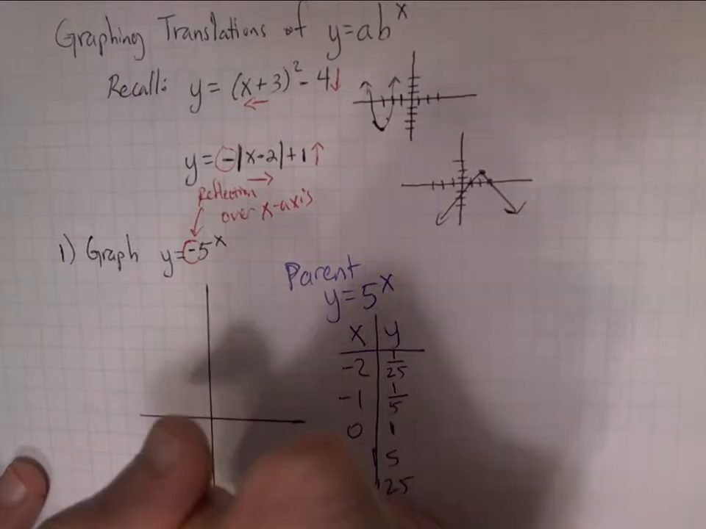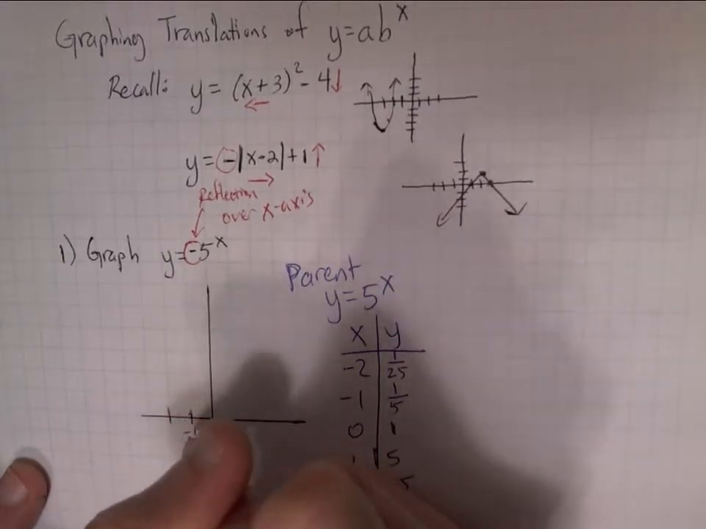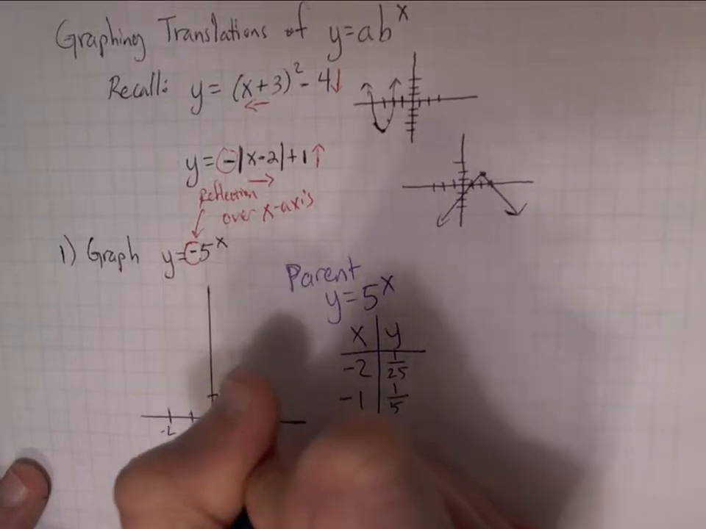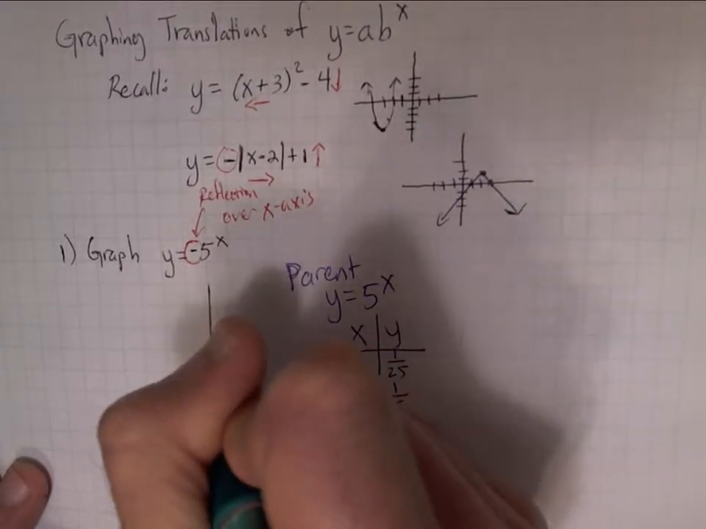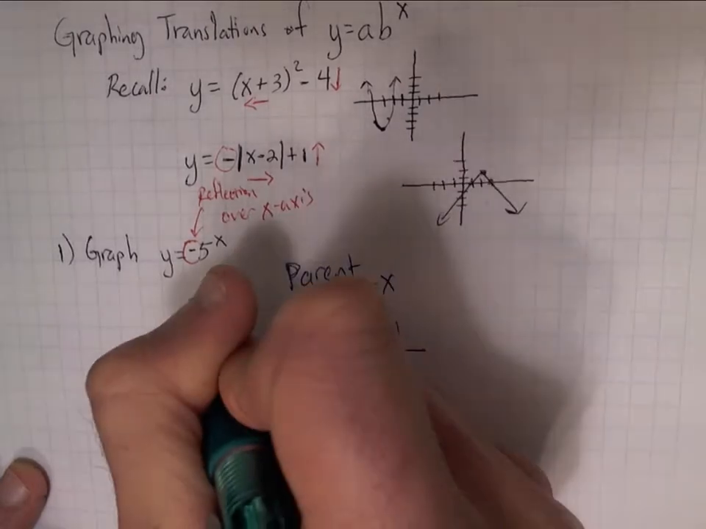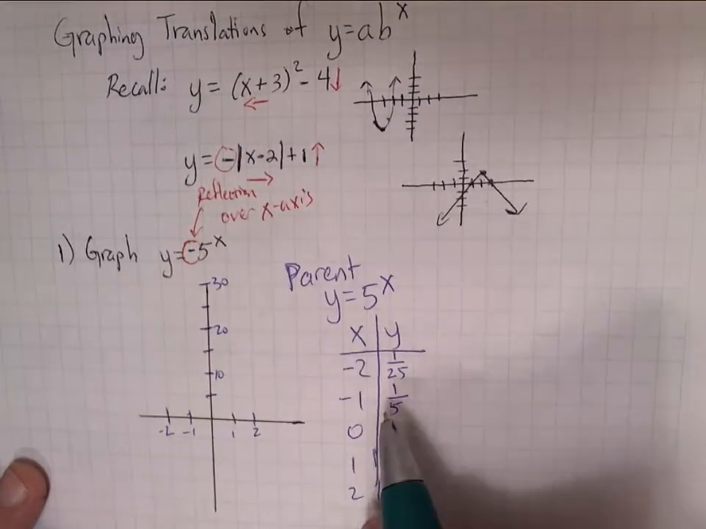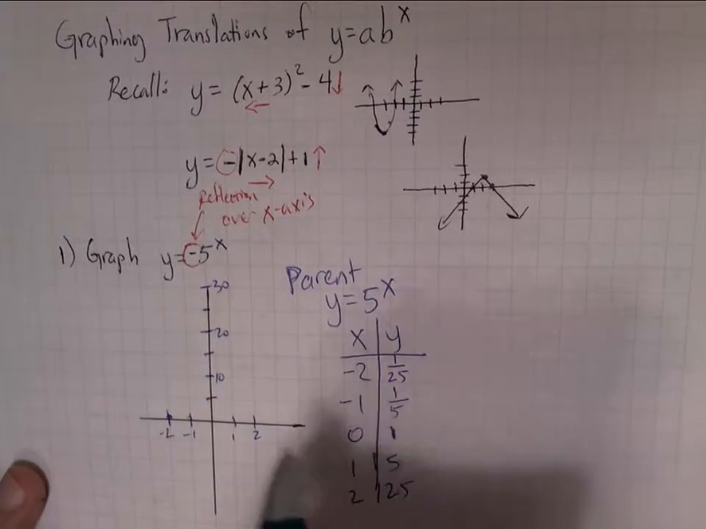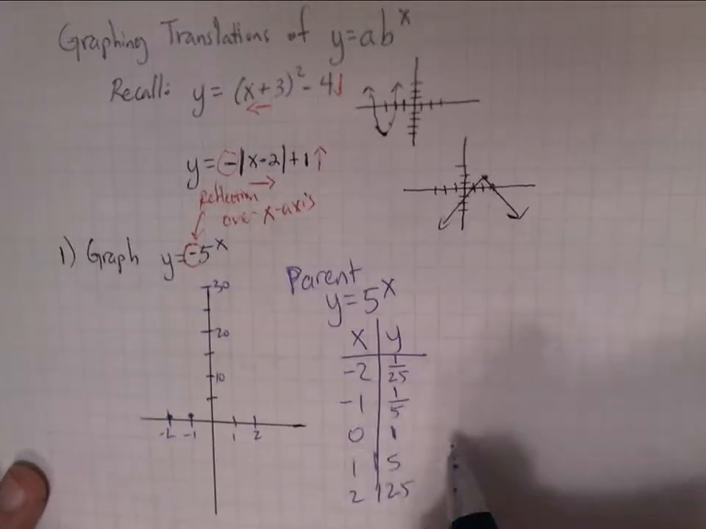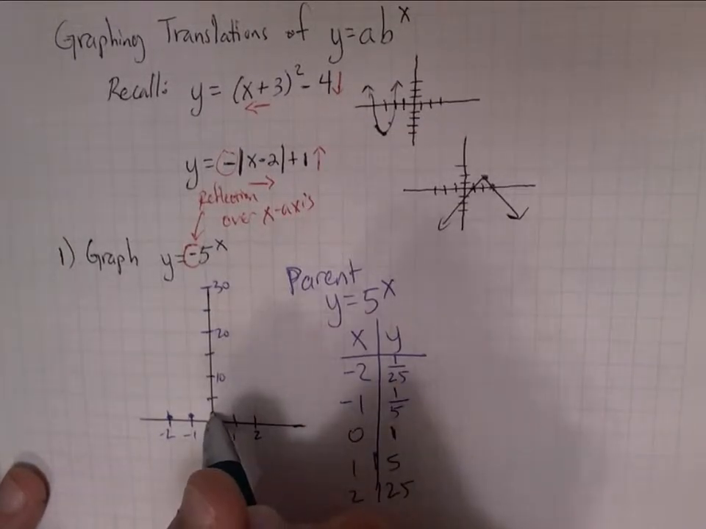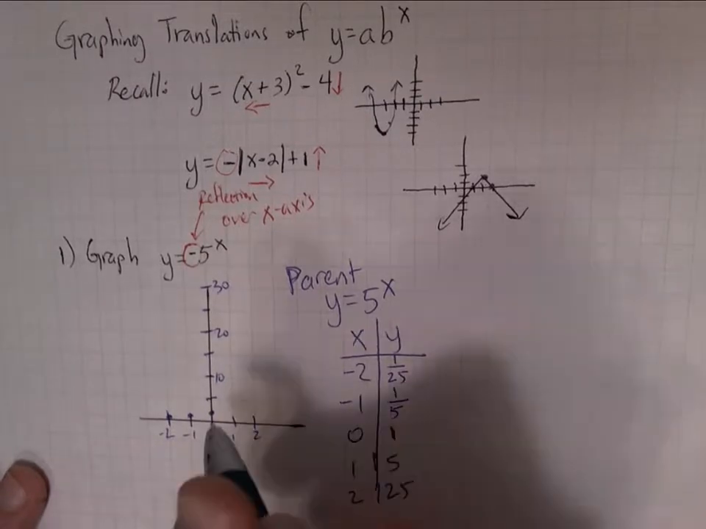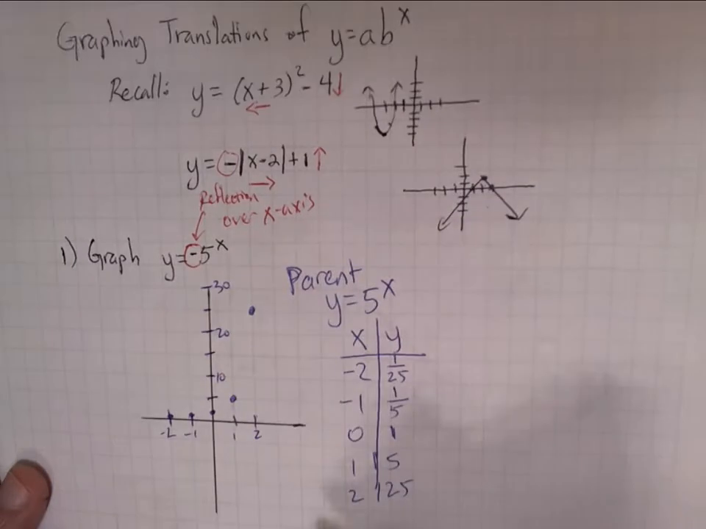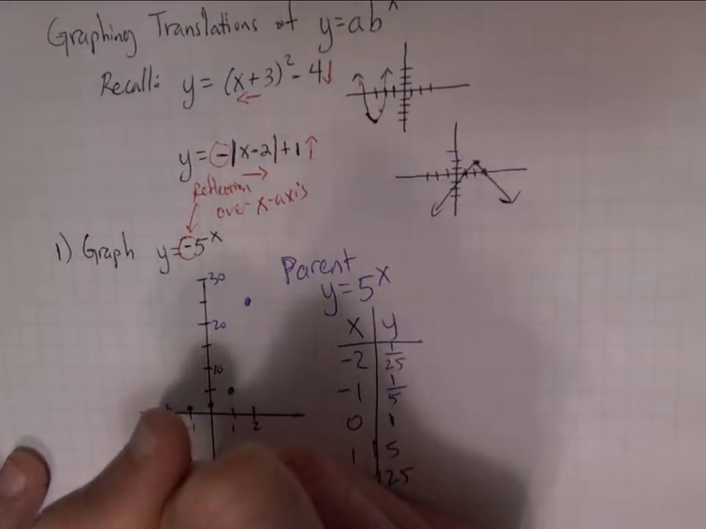So negative 2, I'll have these go by 1s here. And let's count these by 5. So 5, 10, 15, 20, 25, 30. So negative 2 goes to 1/25, so super, super small. Negative 1 goes to 1/5, again, super, super small. 0 goes to 1, so you're only really a fifth of the way up here. 1 goes to 5 up here, and 2 goes to 25 up here. That's the parent.